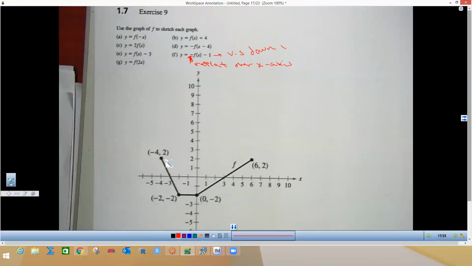So I'm going to take this point and I'm going to multiply this 2 by negative 1. So that's going to make me down here at negative 4, negative 2. But because it's got a minus 1, I've got to go down another dot. Then this point, I got to multiply this by negative 1. So I'm going to go up to 2, but I've got to go minus 1 because it also shifts it down 1.